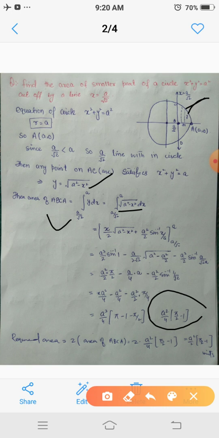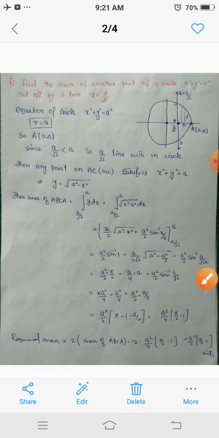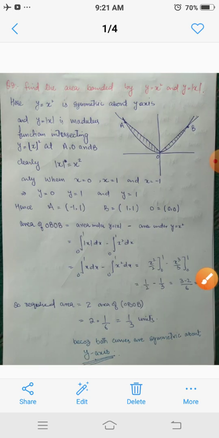Now we have to find the area of the smaller portion, and this smaller portion is this very portion, ACBDCA. The required area is simply twice the area of ABCA, which is a square by 2 into pi by 2 minus 1 square units. So this is the required area of this smaller part of the circle cut by the line x equals a by root 2.